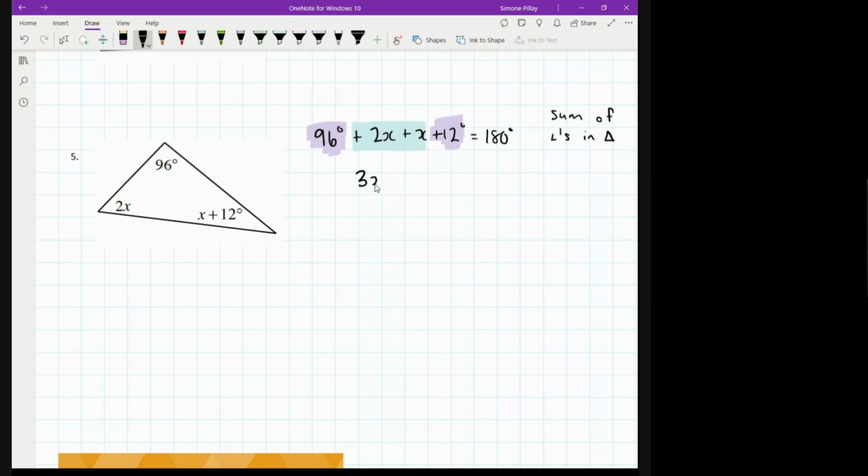Okay, so we have like terms. We added 2x plus x, which gave us 3x. 96 plus 12 gives us 108. Good job. And now what I'm gonna say is 180 minus 108 is 72. 3x is equal to 72. Good job. So we transposed our 108, so that became 180 minus 108. Now what I'm gonna do is divide by 3 on each side because you want the x by itself, right? So when you divide it, you're gonna get 24, ma'am.